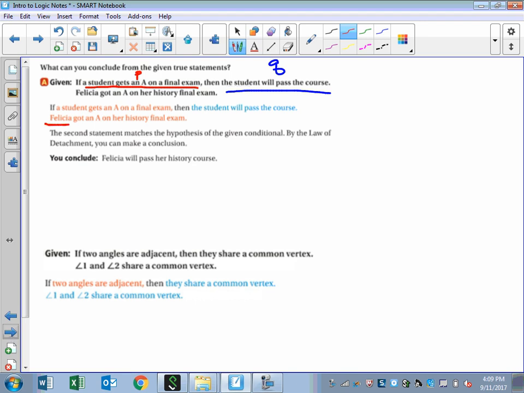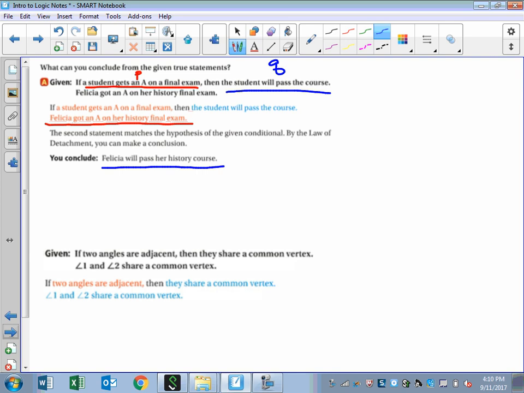Felicia got an A on her final exam is true. From that, you can conclude that she will pass her history course. So P is true: she got an A on her history final exam. If that's true, then she will pass the course. So that's the law of detachment.